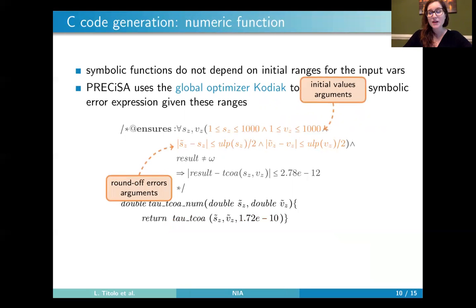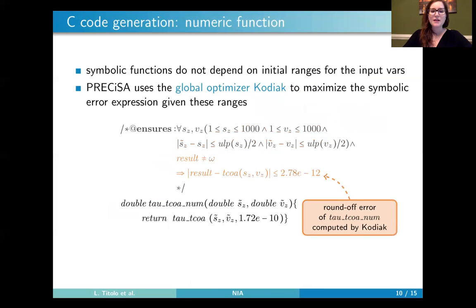In this case, we will have to ensure that given SC and VZ between 1 and 1000, if the result is not a warning, then the difference between the result of our transform function and the initial real value specification is at most this number, which is the round-off error of the transform function.